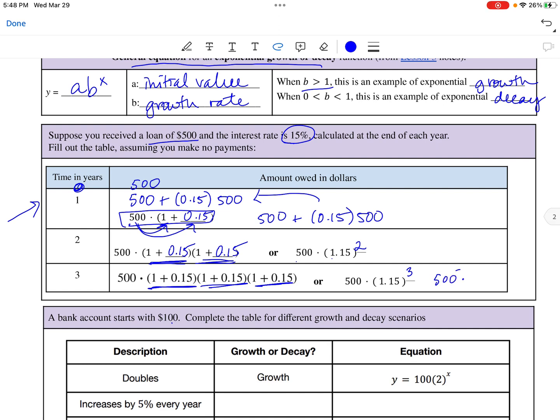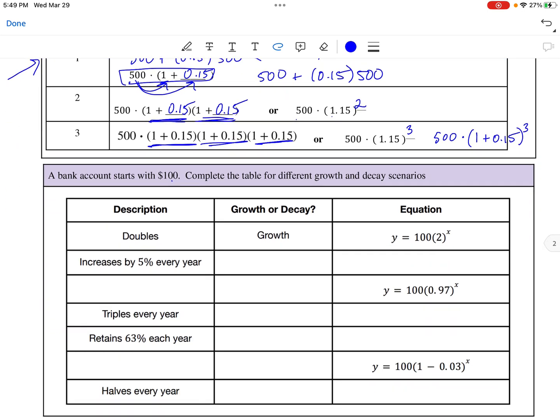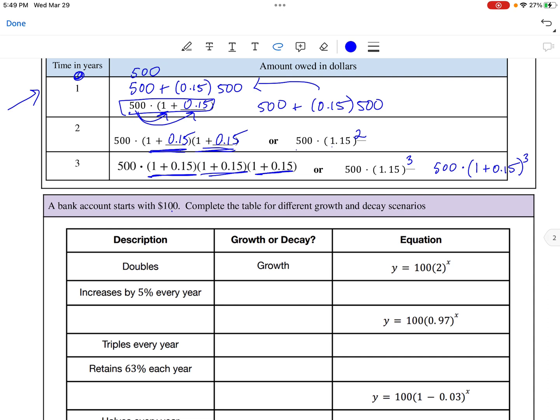Alternatively, we could leave it like this. We could just call it 1 plus 0.15 to the third. It would be okay to write it either way. So let's practice some of this.